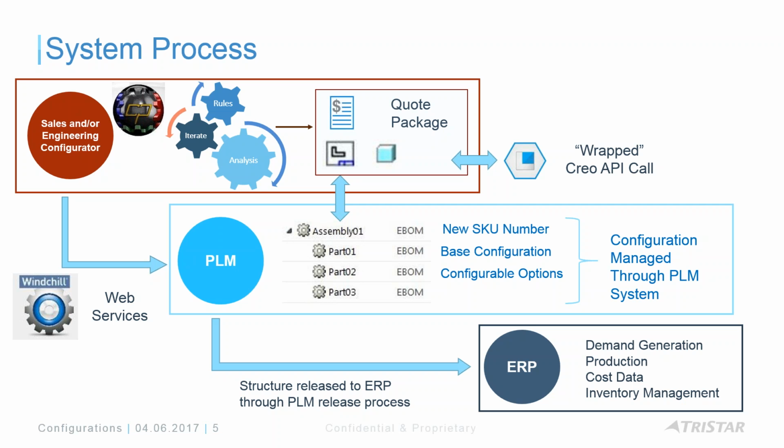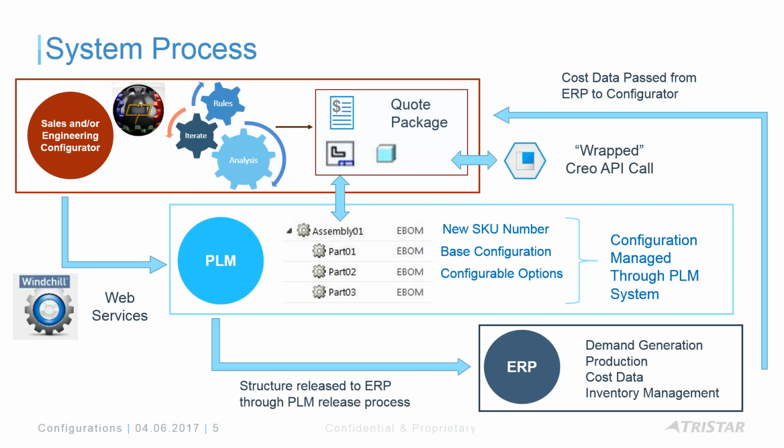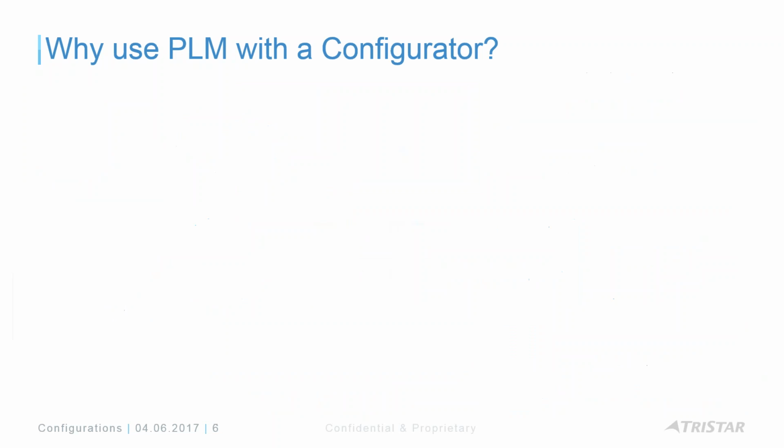Maybe there are some custom subsystems that need to be further designed, and we can release that into ERP, again using web services to build the bill of materials of the new SKU into your ERP system and start demand generation. We've also built links into the ERP system to grab cost information and pass that back into the sales and engineering configurator. So hopefully that was fairly high level on the technicality. We're going to go into a live demo in just a minute.